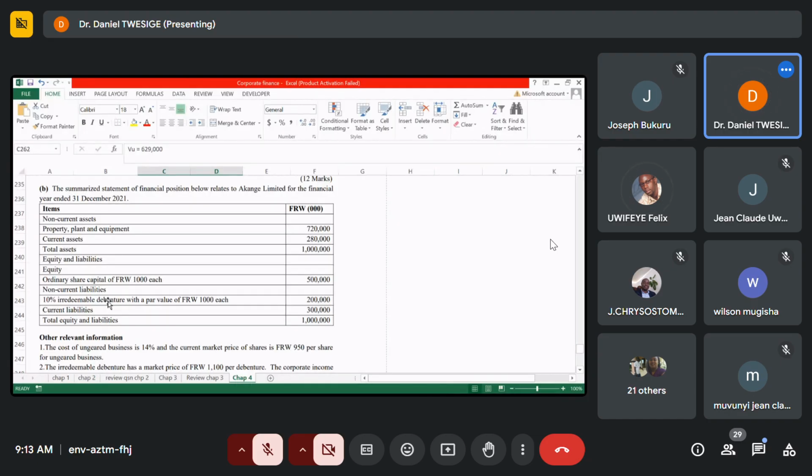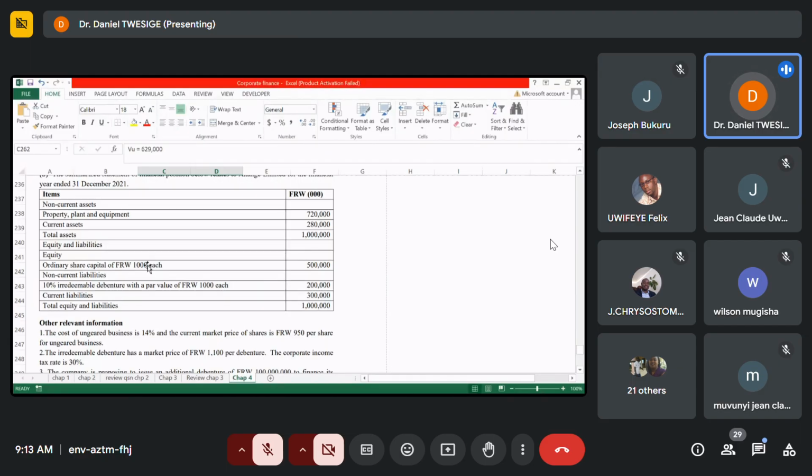Now, what is the current value of equity? Because this 1,000 is par value. What's the current value of equity? And that current value of equity is the current value of equity of a geared business, because this business is geared. It's not ungeared.